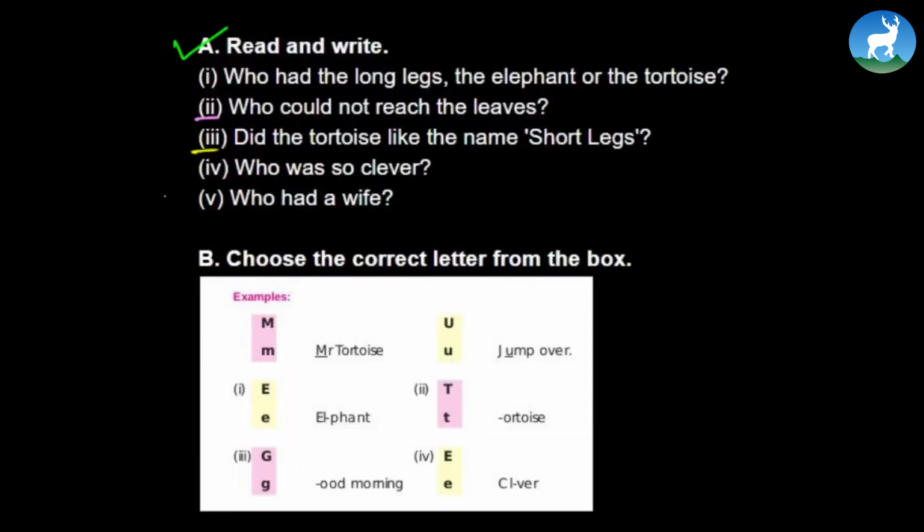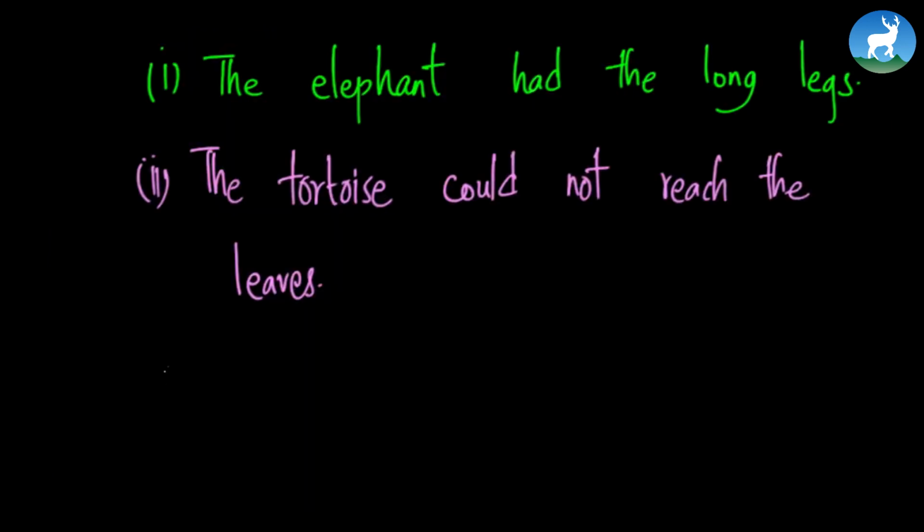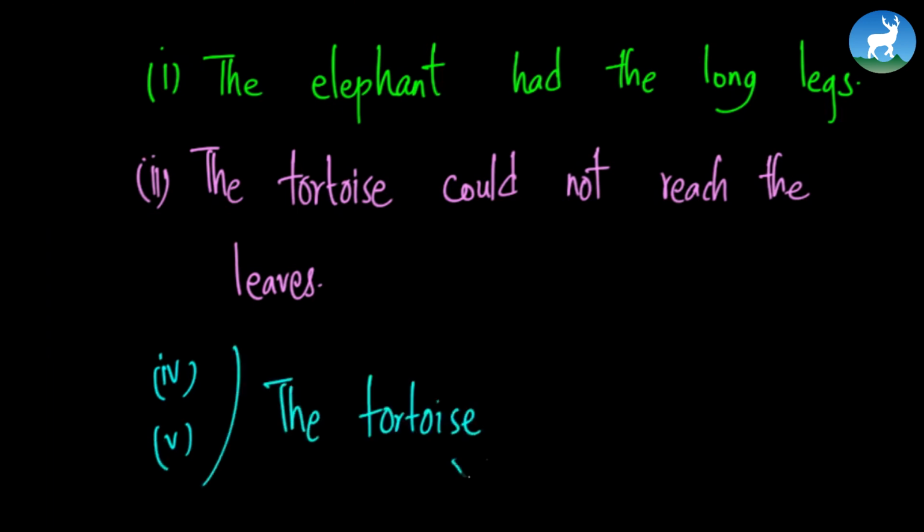Let's go to another question now. Okay, number 3, you can see, did the tortoise like the name Short Legs? Of course he didn't. That's why he asked the elephant not to call him Short Legs, because he wanted the elephant to call him Mr. Tortoise. Who was so clever? Of course, it was Mr. Tortoise. And who had a wife? Okay, Mr. Tortoise. So the answer to both number 4 and number 5 turns out to be the tortoise. See?